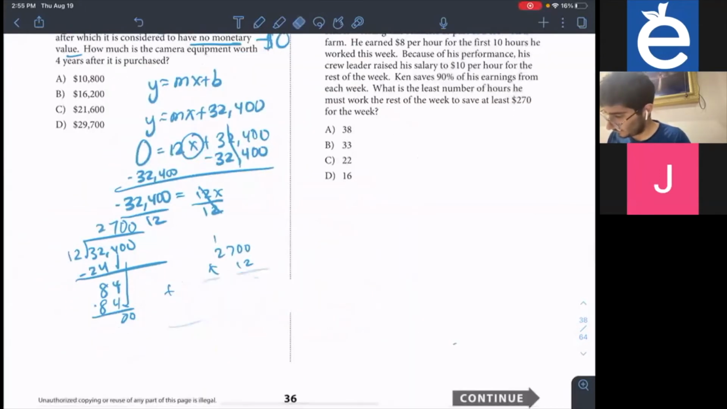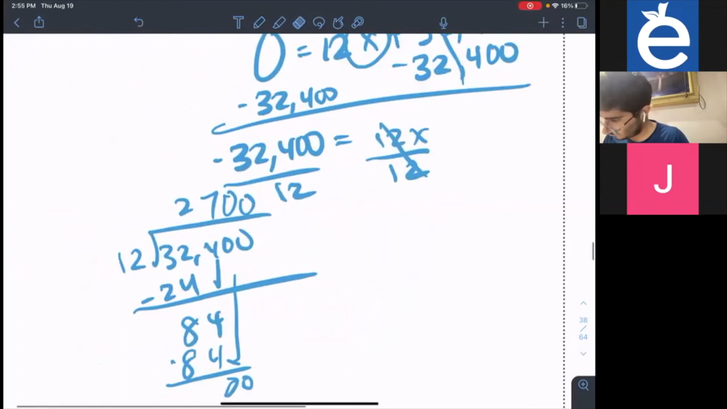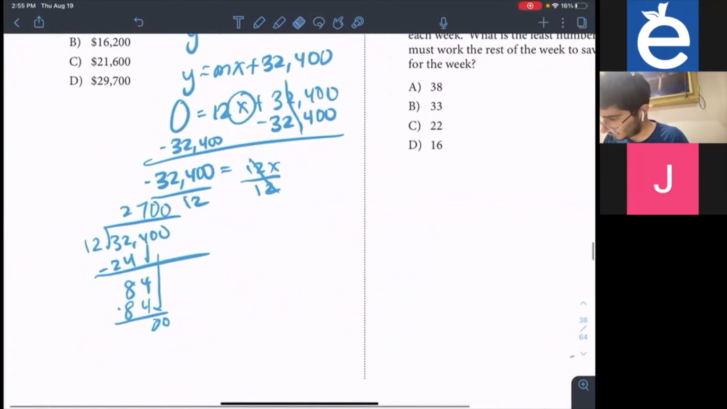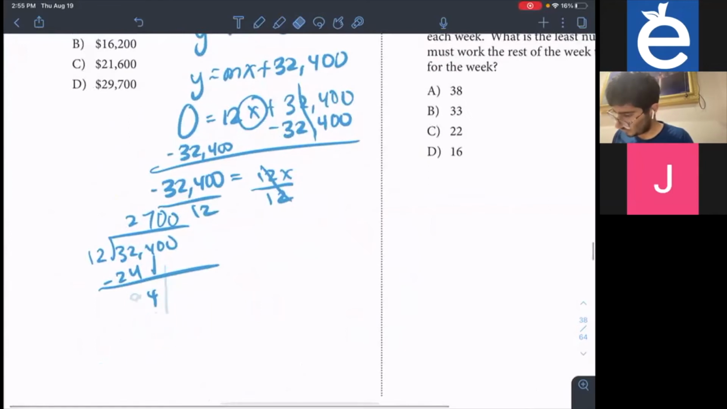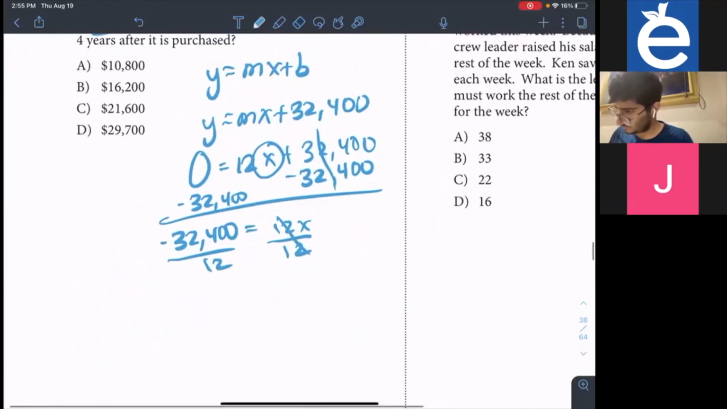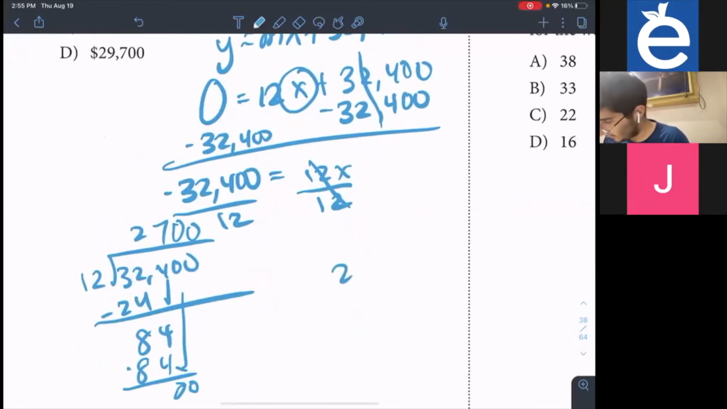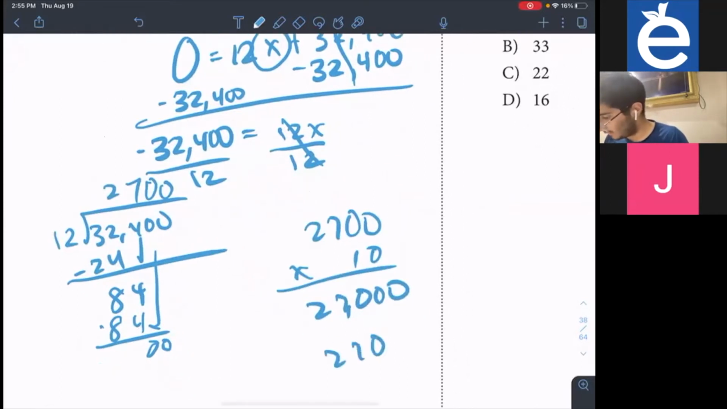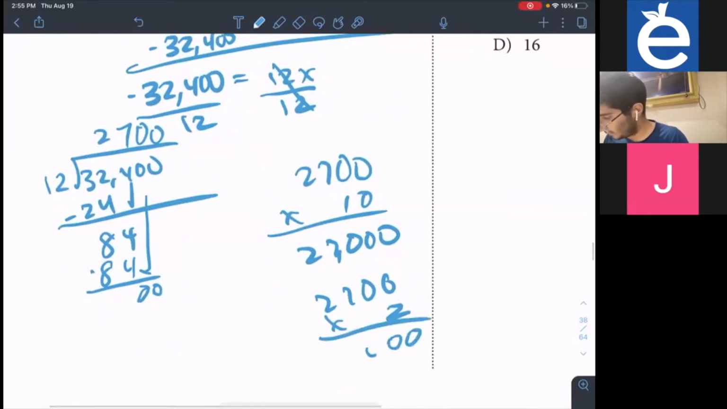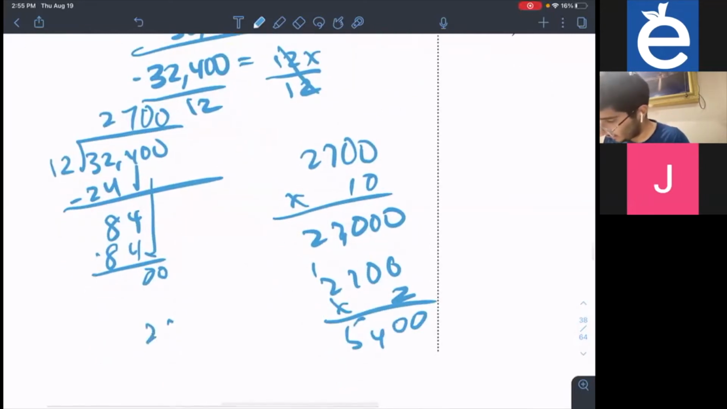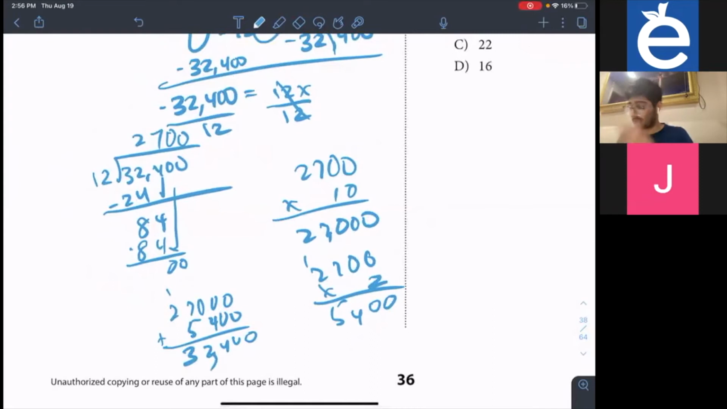That's not right. What am I doing wrong? No, it has to be. Wait. So let's just do it this way. 27 times 10, which is 27,000, and then 2,700 times 2. And then you get 27. Zero, zero, four. Yeah, so that works. It works. I don't know what I did, but you can do it this way.